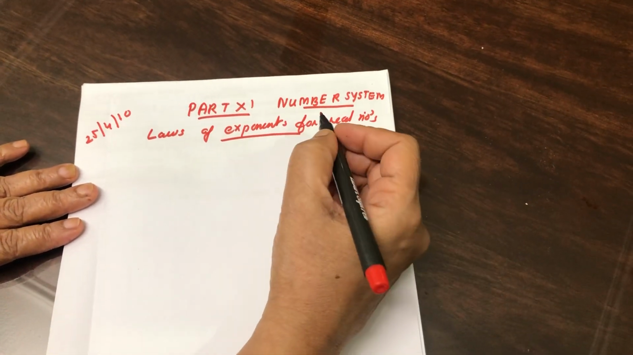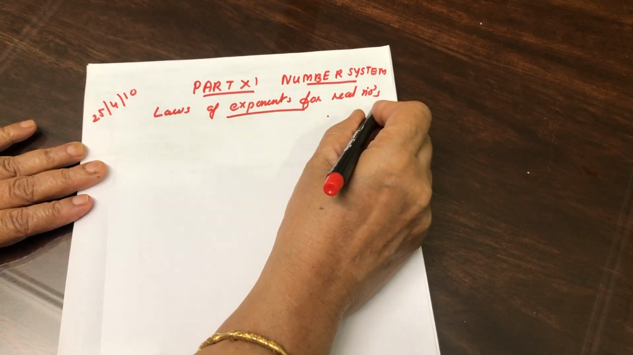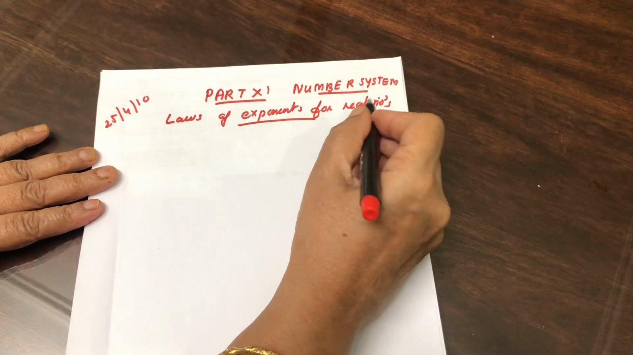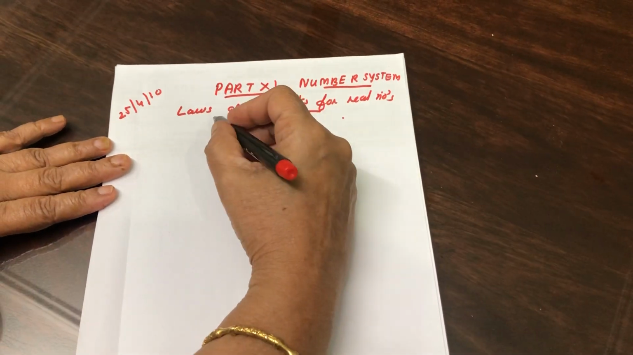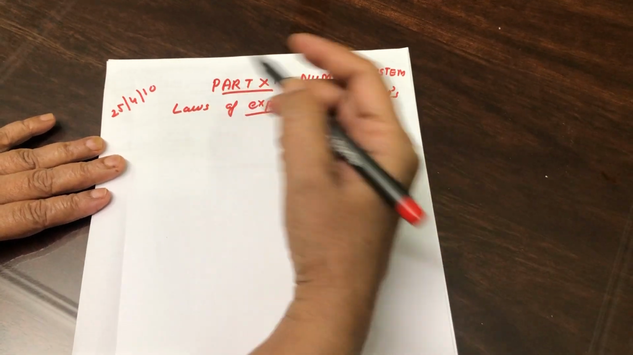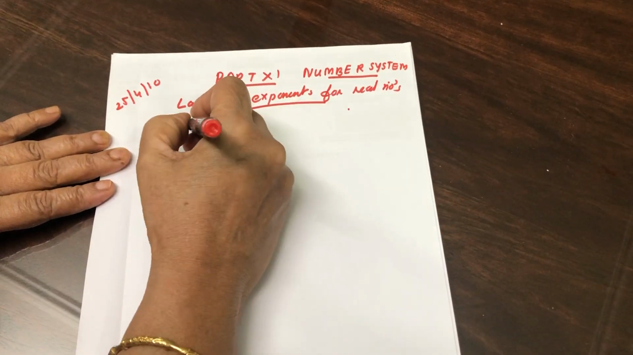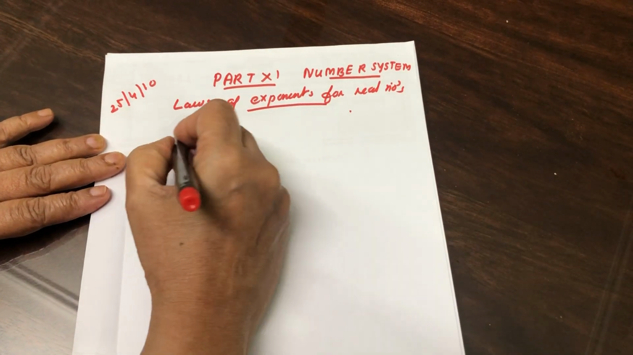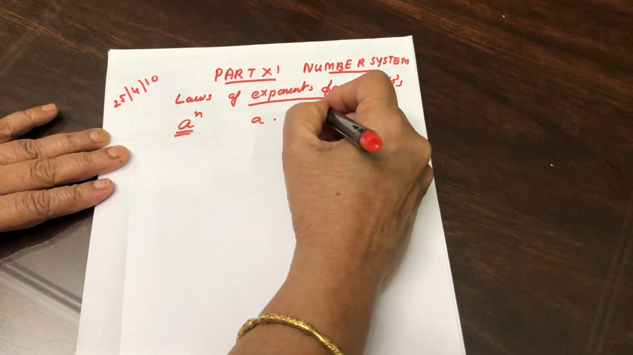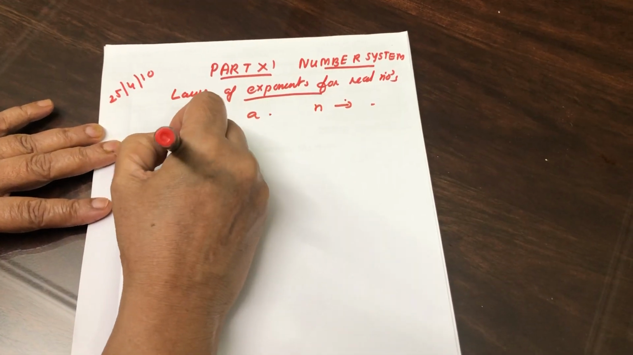Today we are going to learn laws of exponents for real numbers. So real numbers, we are going to apply laws of exponents. You have learned the laws of exponents in your lower classes. So suppose I am writing a raised to n. a is the base and n is the exponent. All of you know that. Now, laws of exponents.